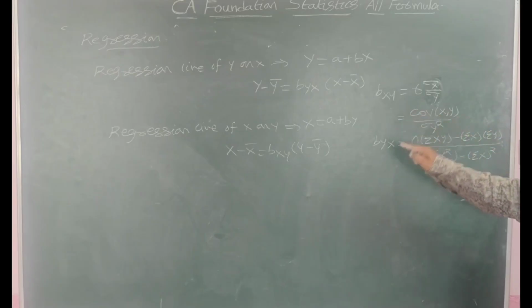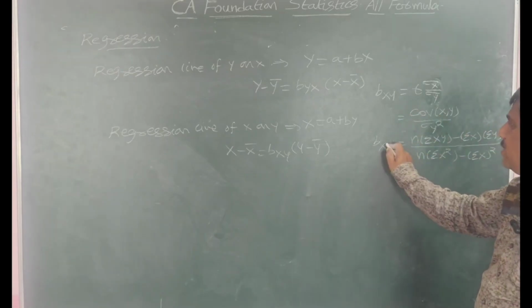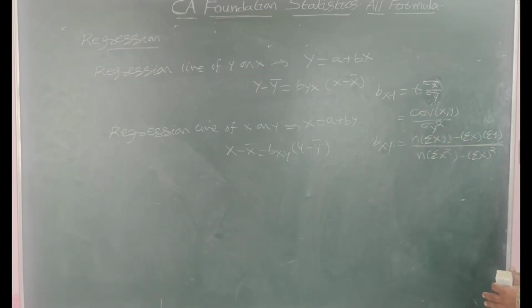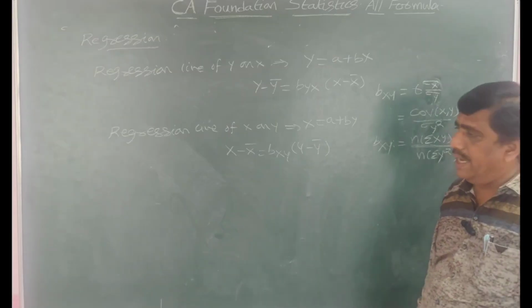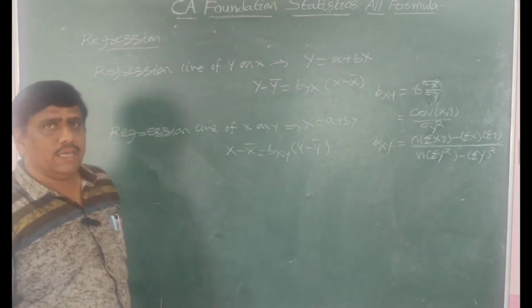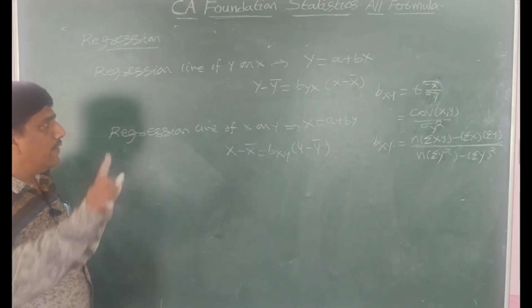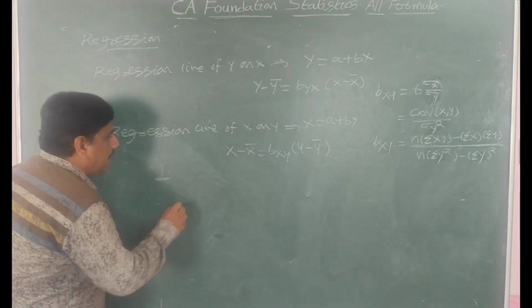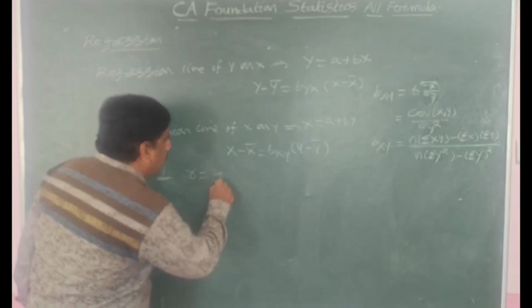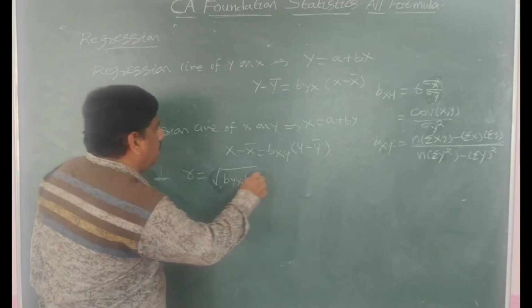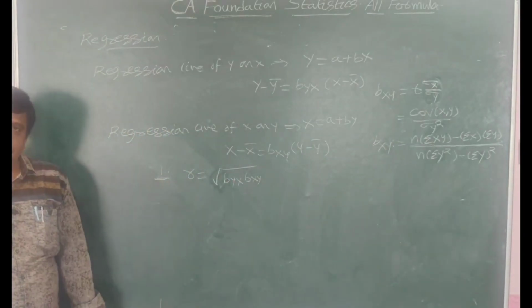Similarly, if values are given, for the bxy formula in the no deviations method the numerator is the same: covariance of xy means n into summation xy minus summation x into summation y, and the denominator is n into summation y square minus summation y whole square. Here, byx and bxy are known as regression coefficients. When regression coefficients are known, you can compute the correlation coefficient using r equal to the square root of byx into bxy. That means the geometric mean of the regression coefficients is r.